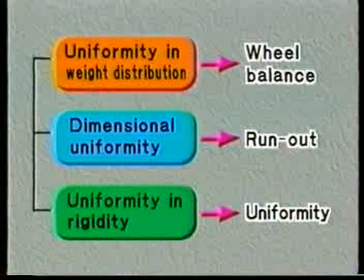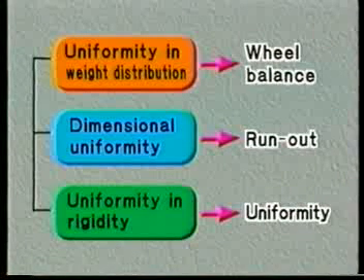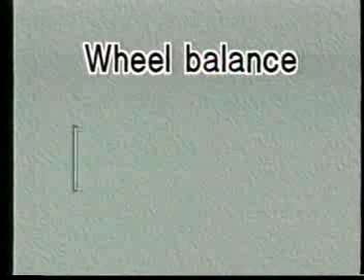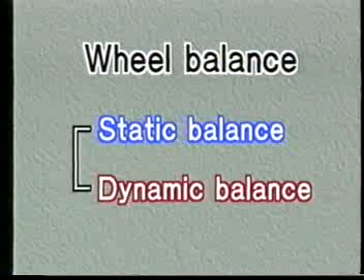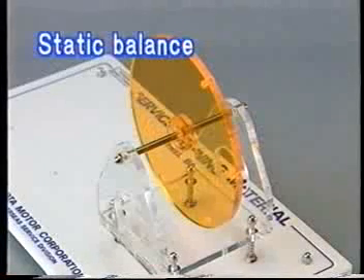Imbalance arises from three factors: weight distribution, dimensions, and rigidity. The most common factor among these is the lack of wheel balance. Wheel balance is sorted into static balance and dynamic balance. First, let's see the static balance.